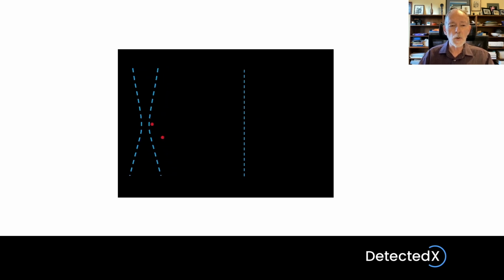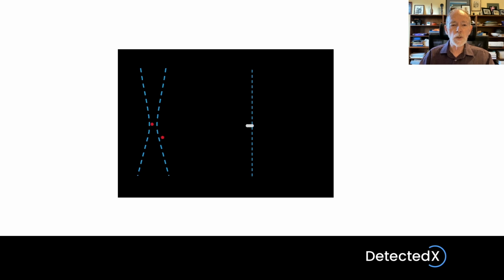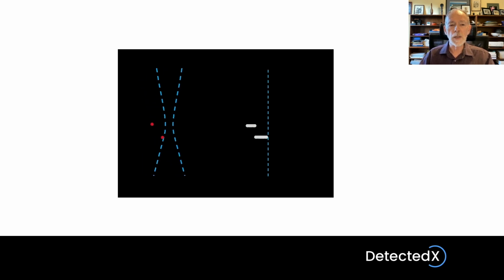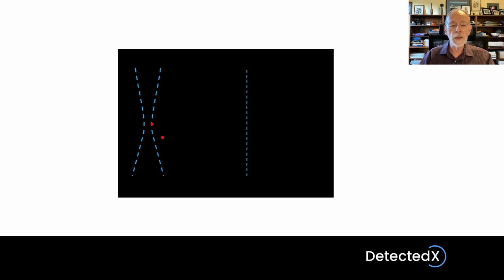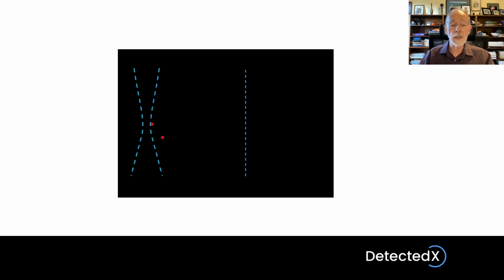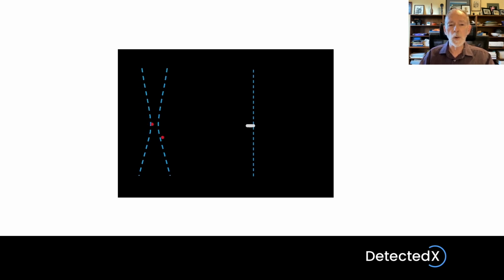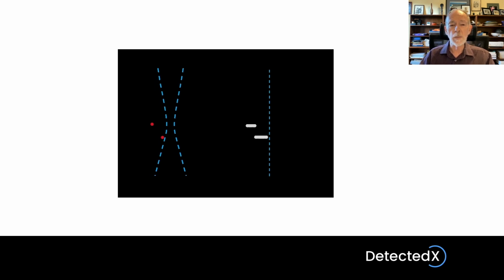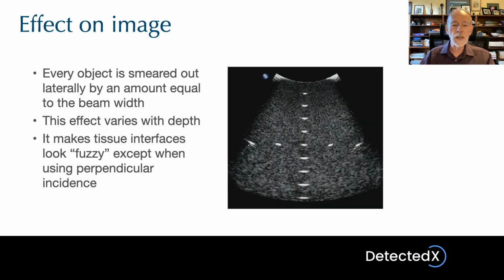Notice that the more superficial of the two objects produces a shorter line because it is sitting at the focal point of the beam, so the point where the beam is narrowest. The deeper object produces a longer line because it is at greater depth where the beam is wider. In fact, it's easy to see that the width of the line displayed on the image is equal to the width of the beam at that depth. So we can say that every point is smeared out laterally by an amount equal to the beam width.